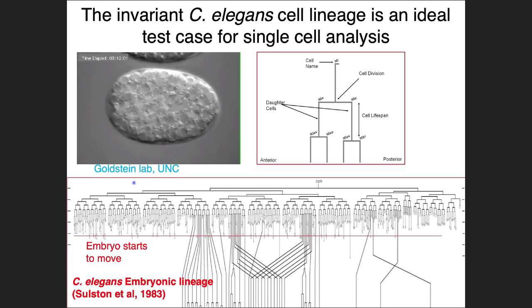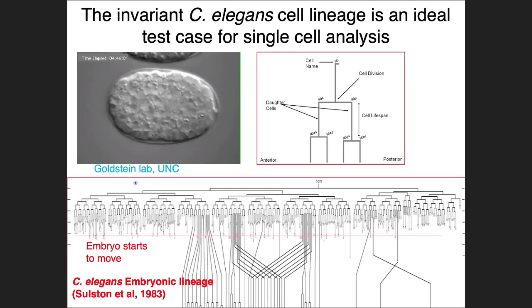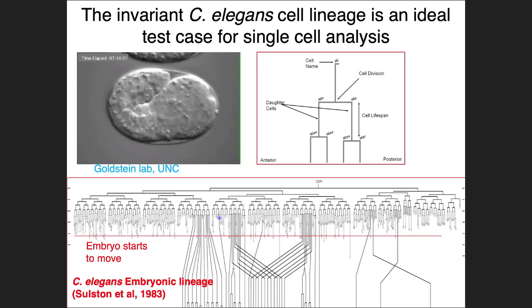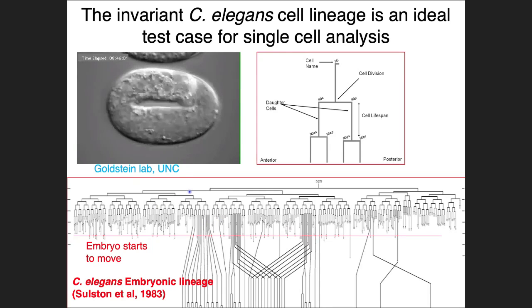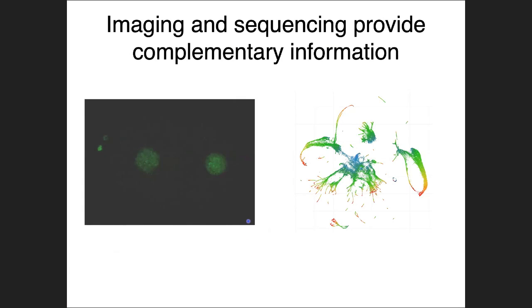What's unique about this system is that it's incredibly robust. We saw a lot of examples of developmental robustness in other organisms throughout this conference. In C. elegans, the actual pattern of cell divisions in every wild-type individual is invariant. So we can look at any given individual and follow a particular pattern of cell divisions. We know what that cell is going to become in terms of its cell fate. So how do we take advantage of this invariant lineage to map gene expression across the lineage?